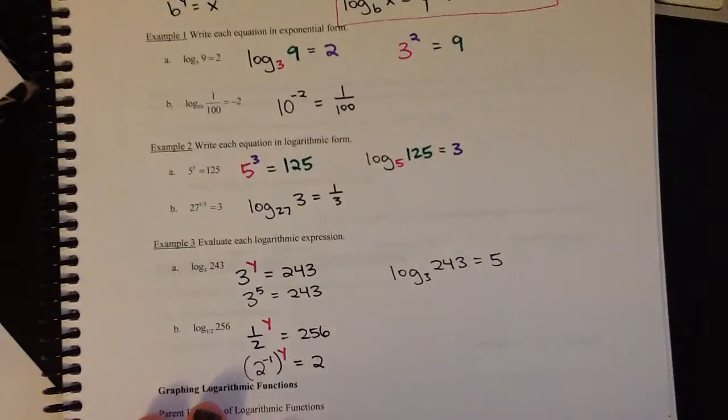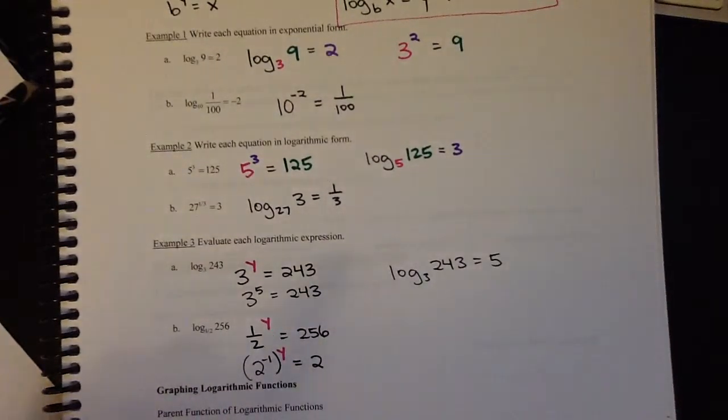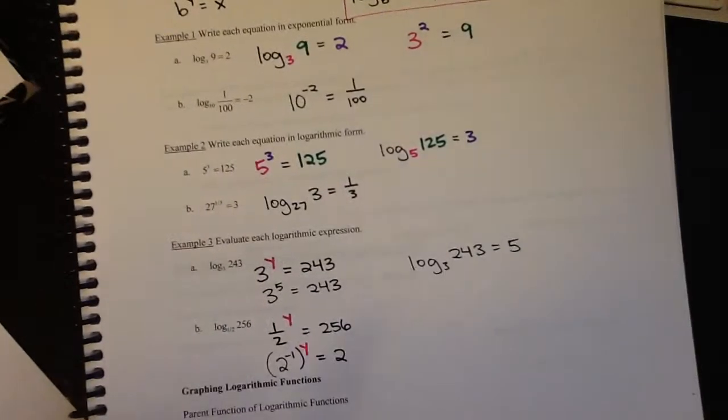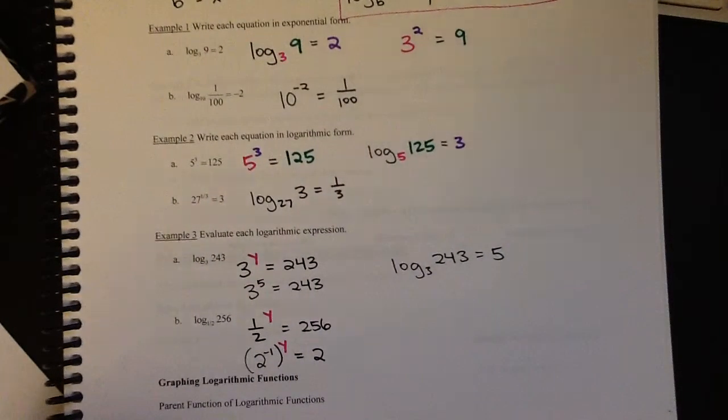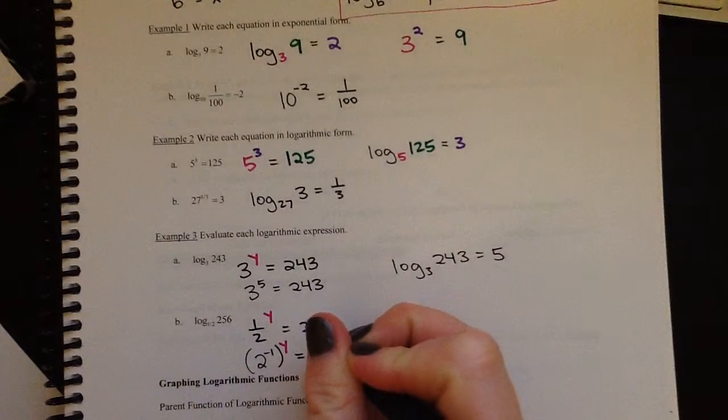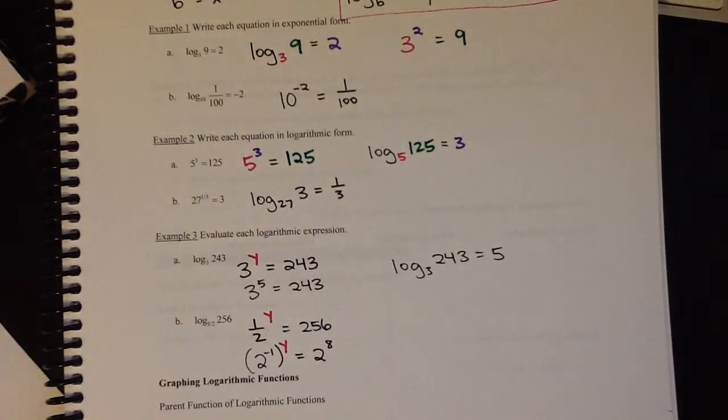And then 256 is a very, very big power of 2. So let's start with one that we know. 2 to the 5th is 32. So 2 to the 6th is 64. 2 to the 7th would be 128, and that means that 2 to the 8th would be 256. So I can write this as 2 to the 8th.